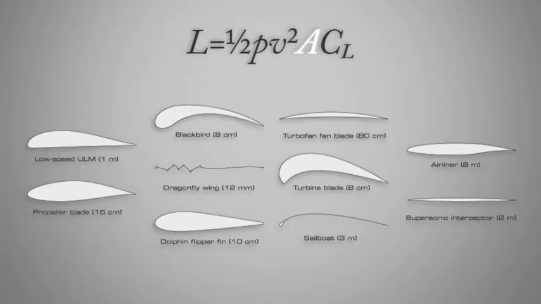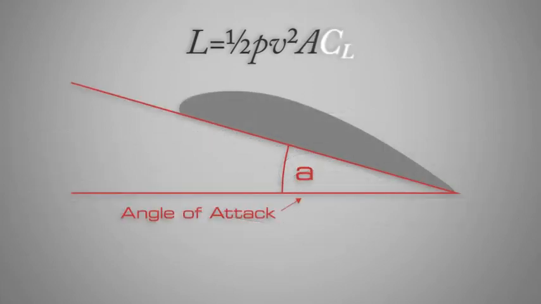Another factor that can change the amount of lift created is the shape of the wing. Certain wings produce more lift. The coefficient of lift is a function of angle of attack. It is the angle between the lifting body's reference line and the oncoming flow.